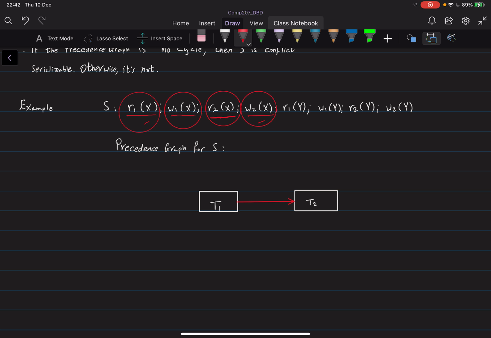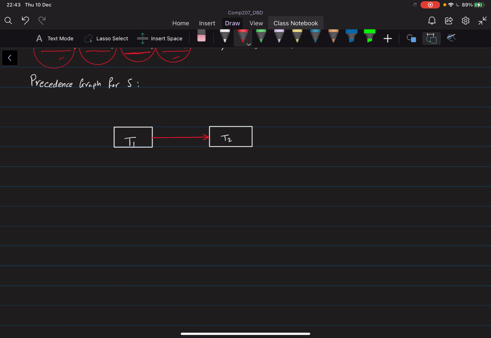Of course, the reason I'm drawing these circles around the operations is just to say we have actually traversed them. It's your choice how you do it. We then say, okay, this graph has no cycle. What does this imply? Therefore, S is conflict serializable.